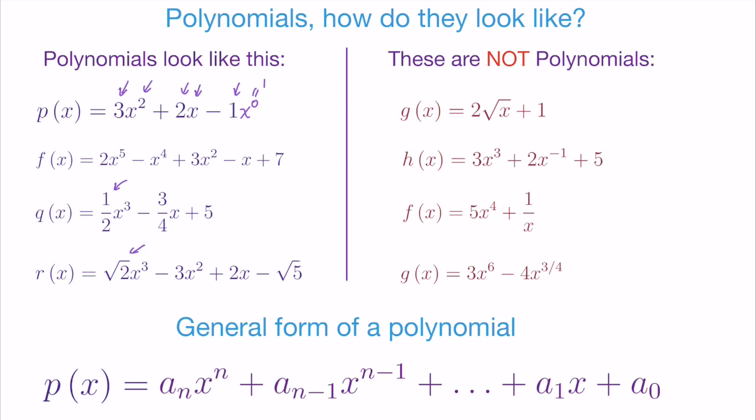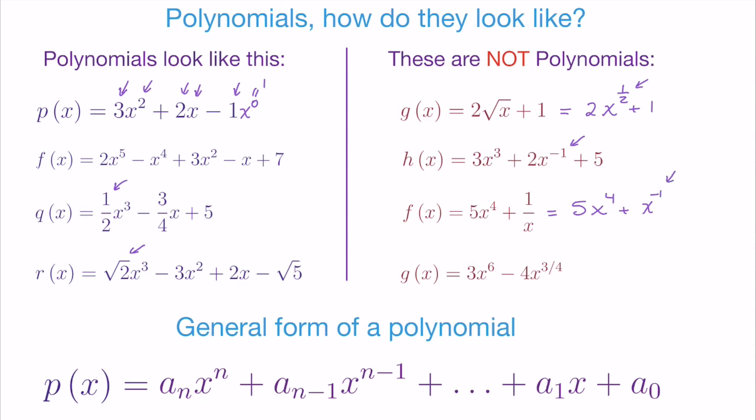So let's see why g of x is not a polynomial. G of x is 2x to the 1/2 power plus 1, and the powers of x in polynomials have to be positive integers or 0, and 1/2 is not. So this is not a polynomial. H of x is not a polynomial because the power of x here is negative. F of x is not a polynomial because we can write it again like 5x to the 4th power plus x to the -1, and that power is not positive.